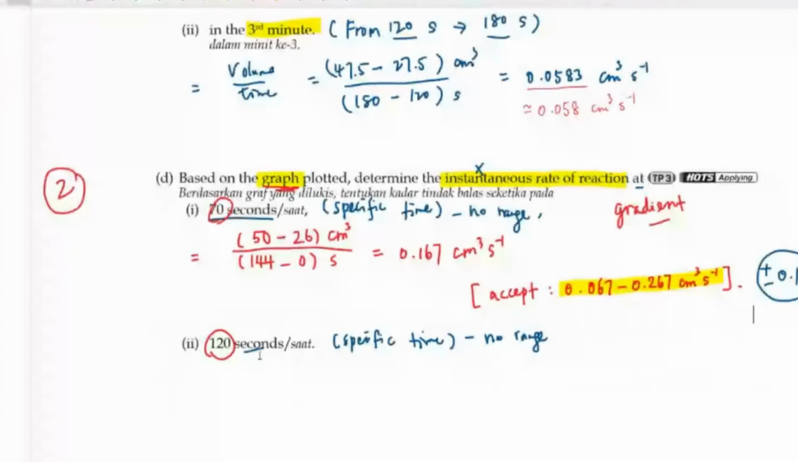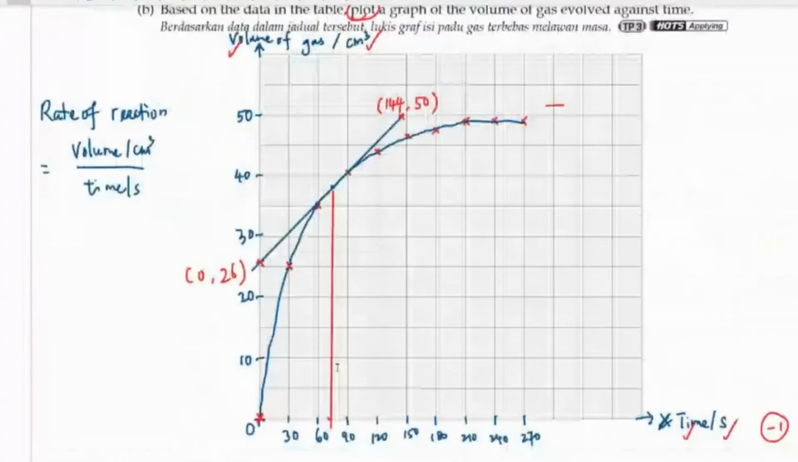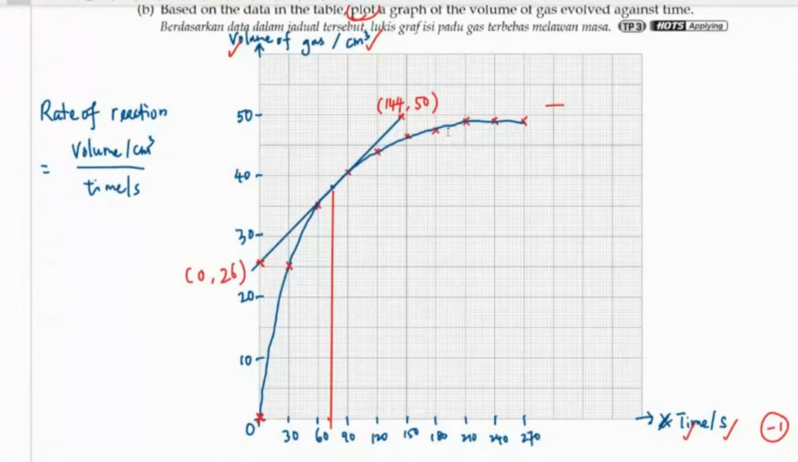Okay, now we try the 120 seconds class. Inside the graph, you just continue, don't erase this one, no need to erase. So for 120 seconds, draw a line here, and then draw a tangent, and find the gradient. Now everybody, you try also. Try to find the rate of reaction at 120 seconds. Same case, so draw a line.